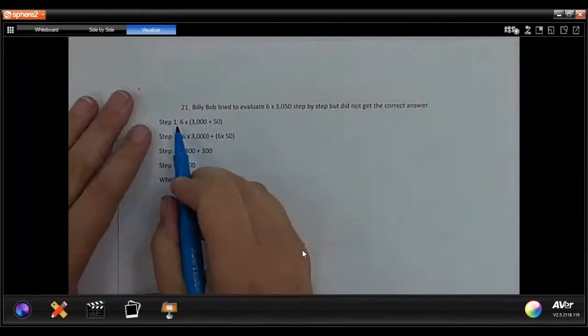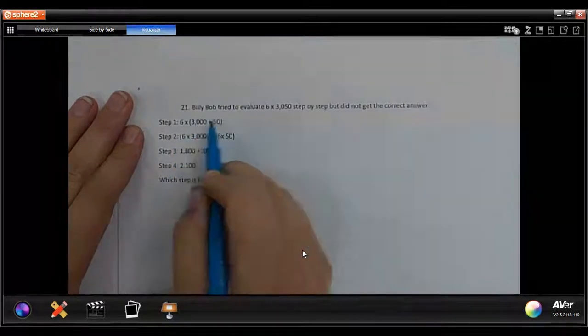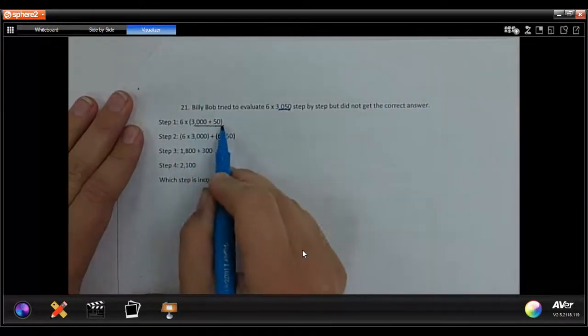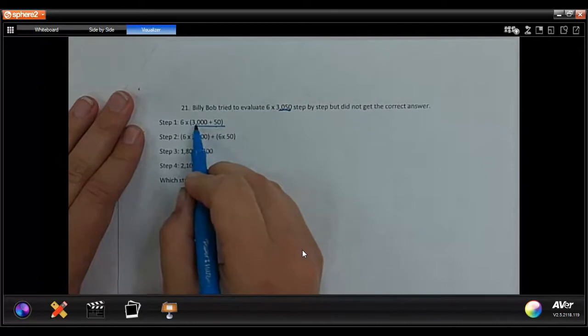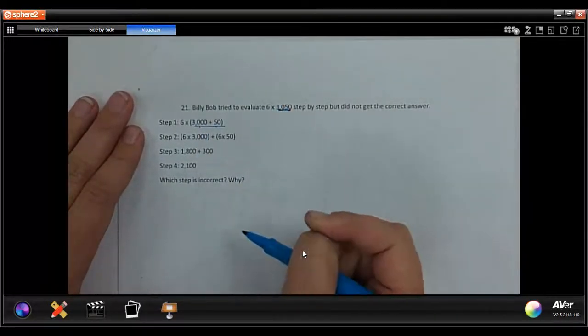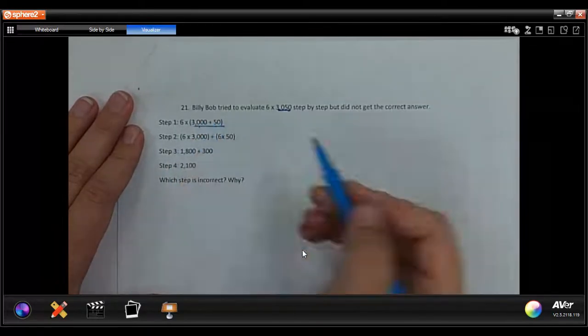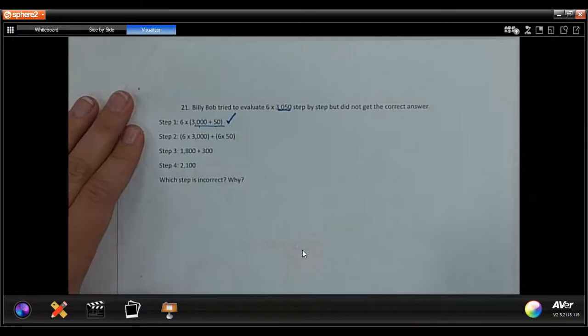So this one says 6 times 3,000 plus 50. So he broke this number down into expanded form right here. Let me check this expanded form. It says 3,000 plus 50. That is the correct expanded form for 3,050. He did do 6 times this, and the expanded form is correct. So this step is correct.